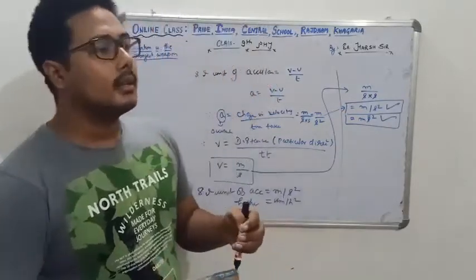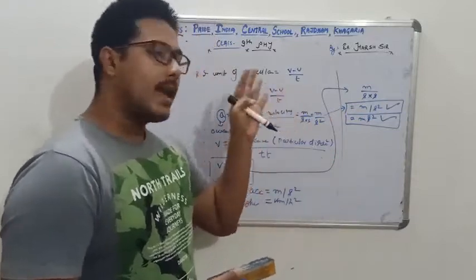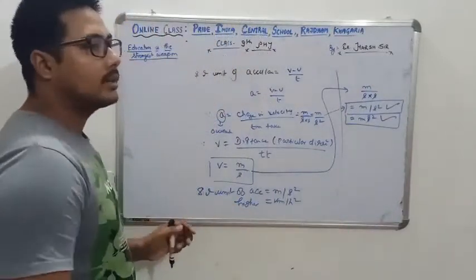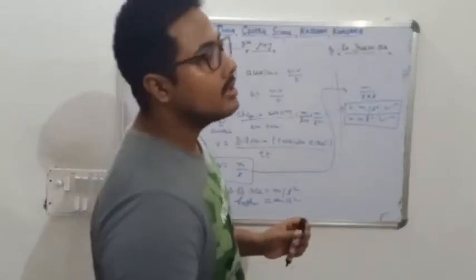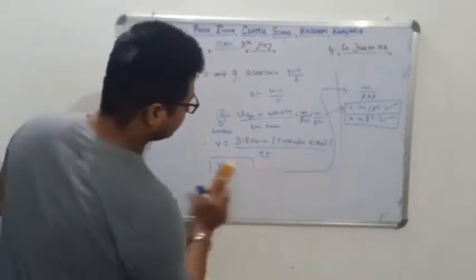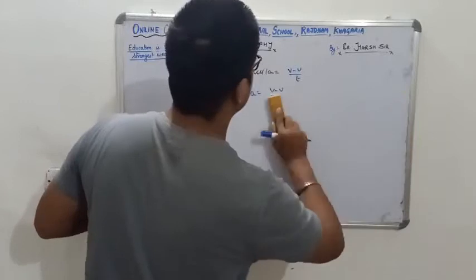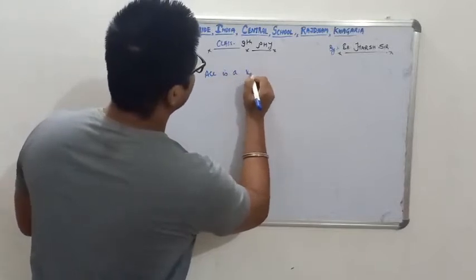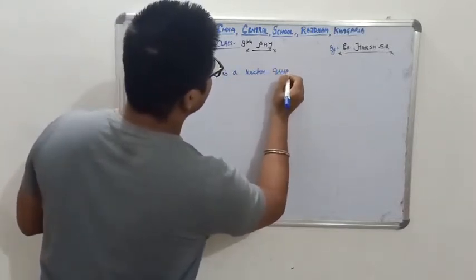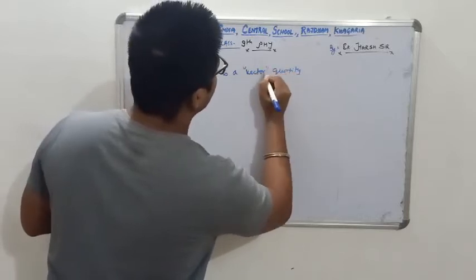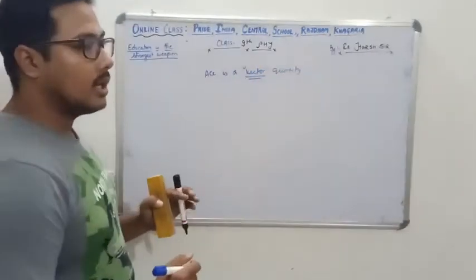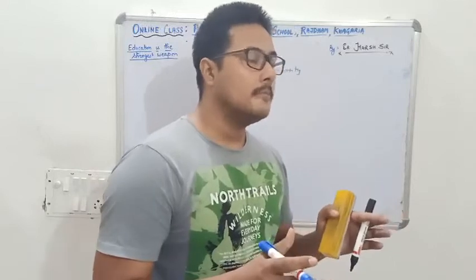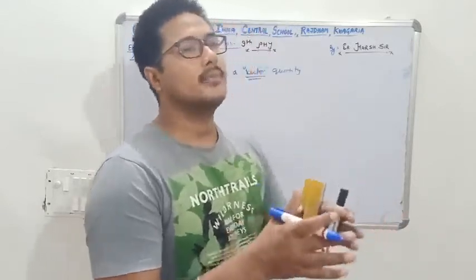Now we will look at whether acceleration is a scalar quantity or a vector quantity. What do you think, is acceleration a scalar quantity or a vector quantity? Acceleration is a vector quantity. Scalar quantity means a quantity which has only magnitude but no direction, whereas a vector quantity has magnitude as well as direction.